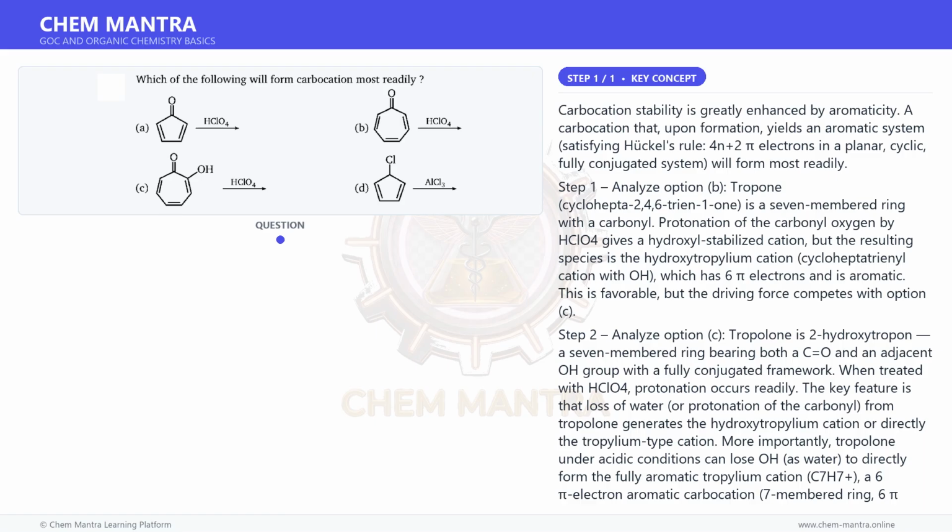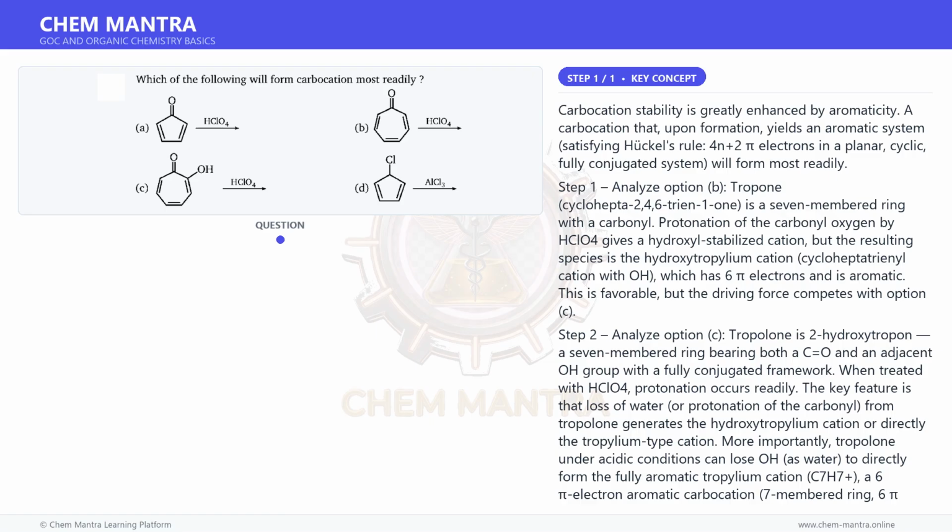Step 3. Analyze option A. Cyclopenta-2,4-dien-1-one with HClO4 would protonate the carbonyl. The resulting carbocation would be a cyclopentadienyl cation with 4 pi electrons, which is antiaromatic and highly unstable. This does not form readily. Step 4. Analyze option D. 5-chlorocyclopenta-1,3-diene with AlCl3 would ionize to give the cyclopentadienyl cation, 4 pi electrons, antiaromatic, also very unstable. Does not form readily.